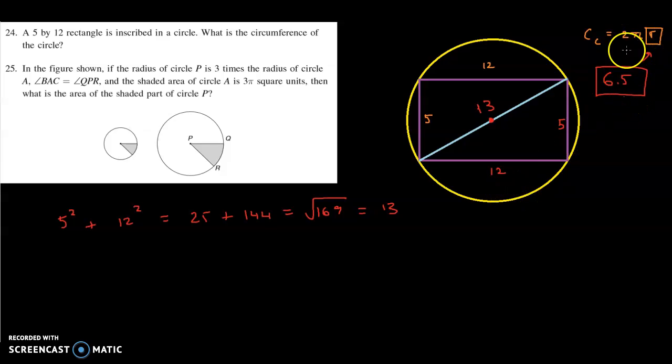Now, once I figure that out, I just plug that into my problem, and it's going to be 2 times pi times 6.5. Actually, that just looked weird. But hopefully everybody would see, if you multiply that out, that the whole circumference would be 13 pi. And we're done. That's it.